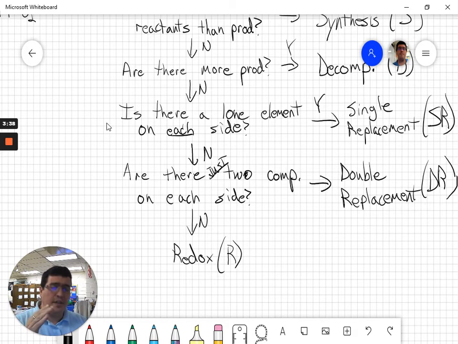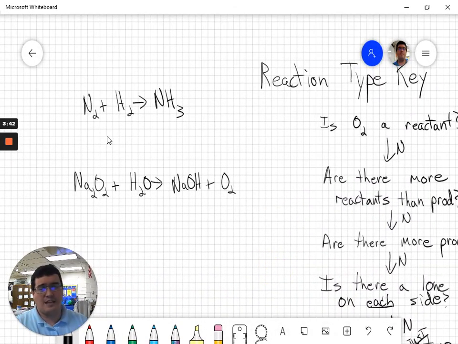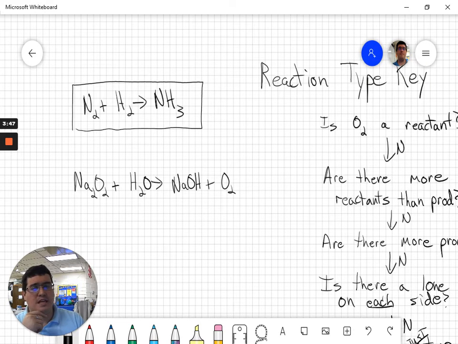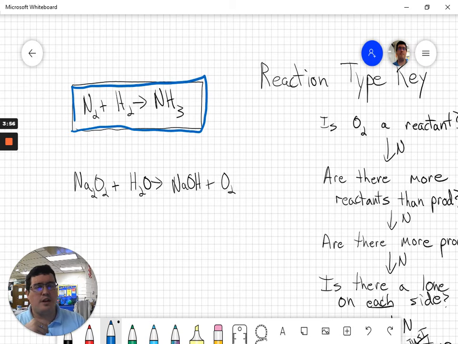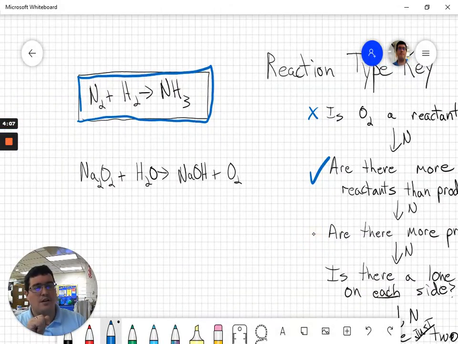So, how do we determine a reaction type? Let's say we're looking at a reaction like this one right up here. N2 plus H2 gives you NH3. I ask, is oxygen a reactant? I'm going to do this one in blue. In blue, is oxygen a reactant? No. So we go down. Are there more reactants than products? Yes. So that tells me that we have a synthesis reaction. So we'll put an S on this one.